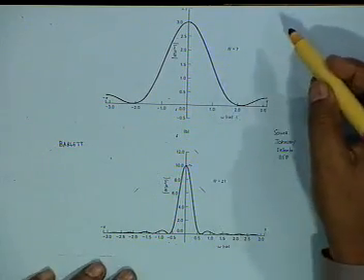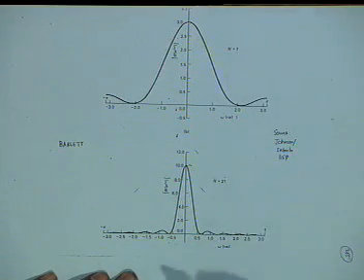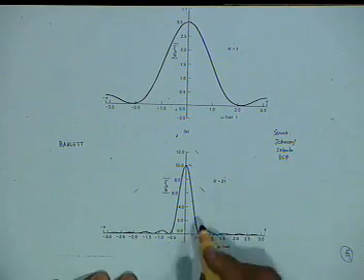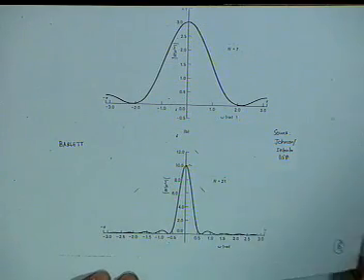Similarly, when capital N is increased from 7 to 21, once again the same phenomenon, the side lobe height increases, but the main lobe width decreases. So there is nothing much to choose between Hann and Bartlett. Hamming, there is something to choose because you are utilizing the full length.